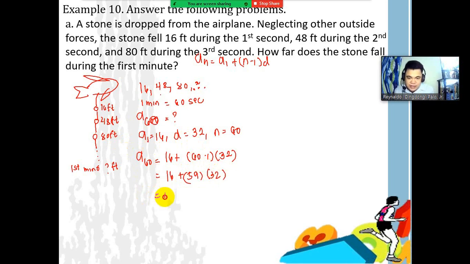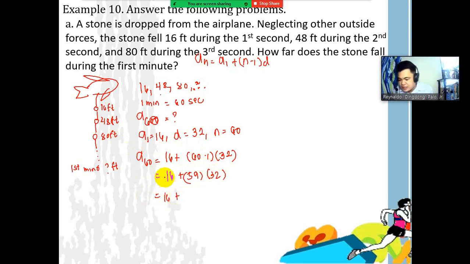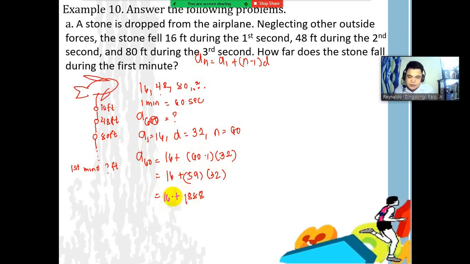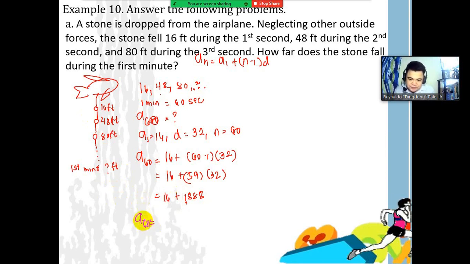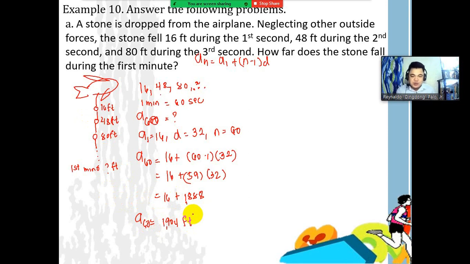Then bring down 16. Plus 59 times 32 is 1,888. Okay, then add 16. Okay, so now the final answer, or a sub 60, is 1,904 feet. Okay, guys, please don't forget to put the unit of measurement in your final answer. So it's 1,904 feet during the first minute.